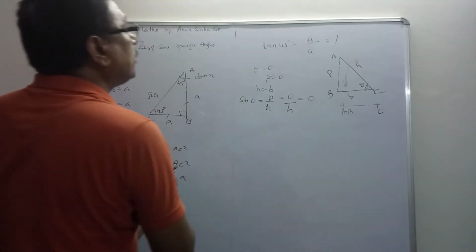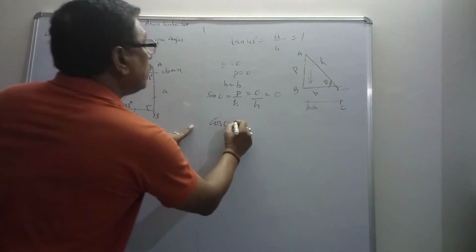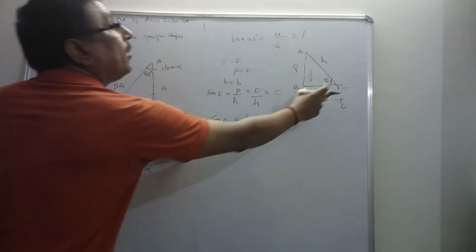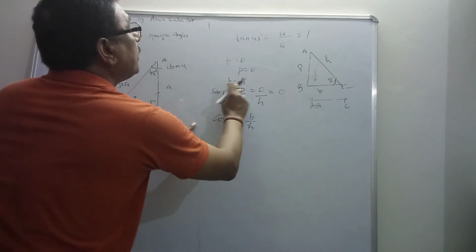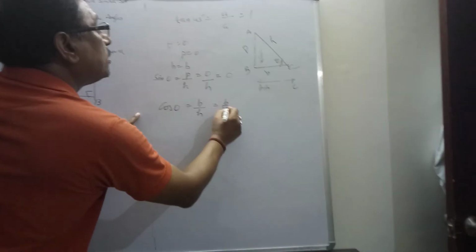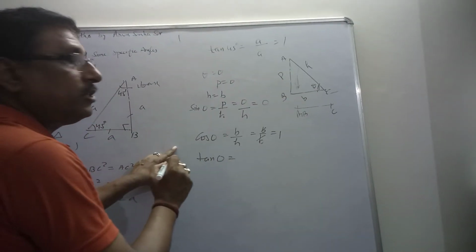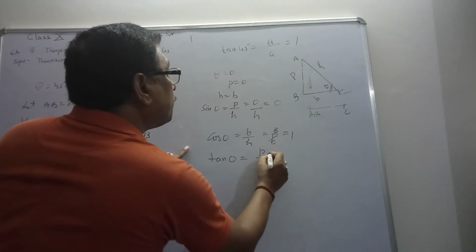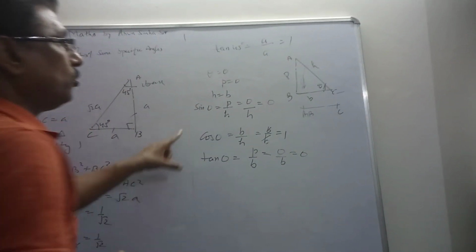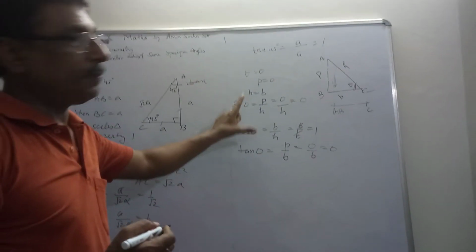Now consider the next case, cos 0. Cos 0 is what, children? Base upon hypotenuse. If this angle becomes 0, base and hypotenuse both become equal, so base upon base is 1. If you put tan 0, what is tan 0? Perpendicular upon base. Perpendicular is 0 and this is your base, so that is again 0. So sine 0 is 0, cos 0 is 1, tan 0 is 0. This is the concept.